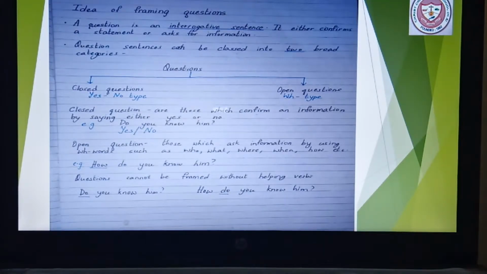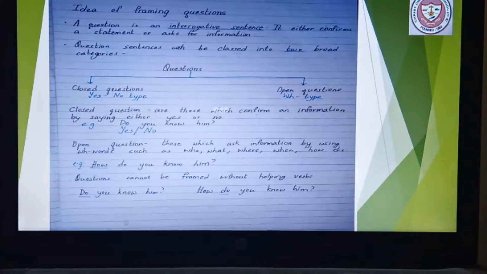Now, questions can be classified into two broad categories. One is closed questions. Second, open questions. In closed questions, the answers are usually yes or no type, and open questions are WH type. They always start with a WH word. So, closed questions are those which confirm information by saying either yes or no.